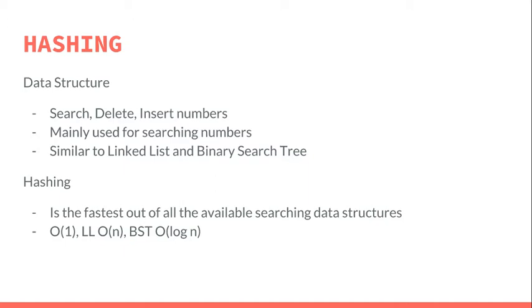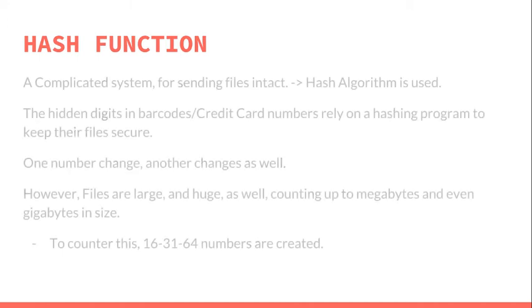So hashing again is the fastest out of all of the available searching data structures, with the time of big O of 1, while linked list is O(n) and binary search tree is O of log n. The others are quite slow, and hashing compared to the other types of data structure is the fastest of them all. However, hashing has a lot of risks, and you must be careful when you're choosing or storing your passwords. So now we will continue to a hash function.